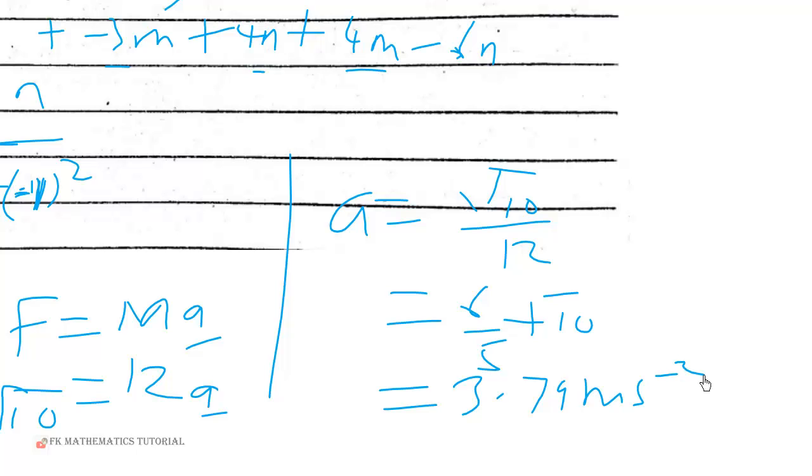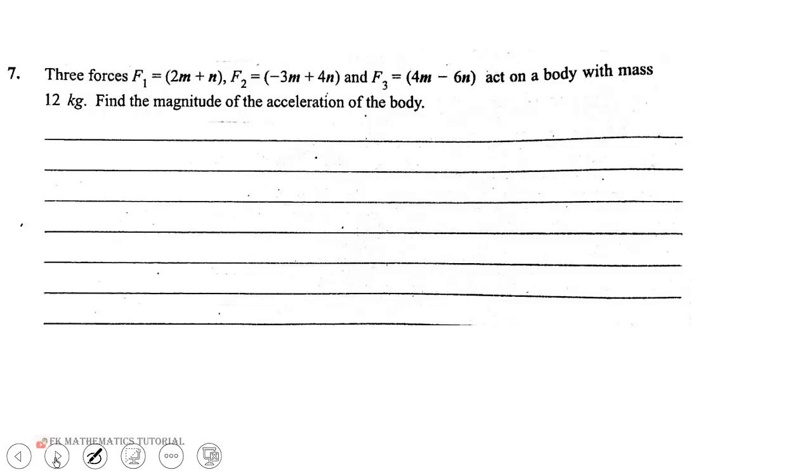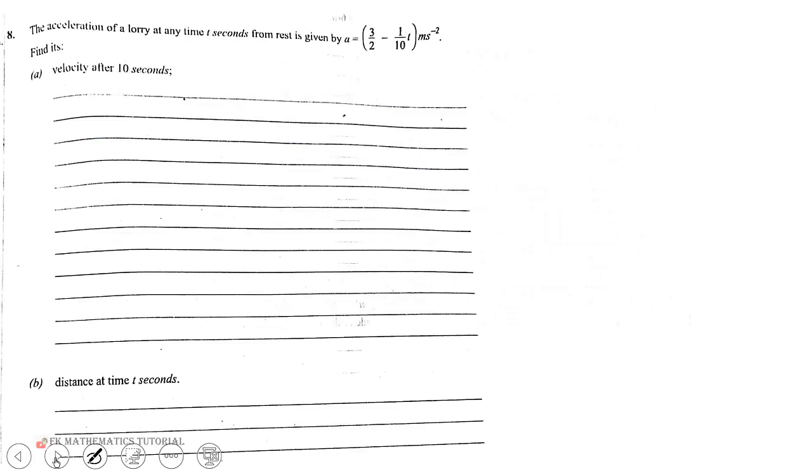Now let's take the next question. The next question is: the acceleration of a lorry at any time t seconds from rest is given by a equal 3 over 2 minus 1 over 10 t meters per second squared. Find its velocity after 10 seconds. So from the question, we have the acceleration to be equal to 3 over 2 minus 1 over 10 t meters per second squared.